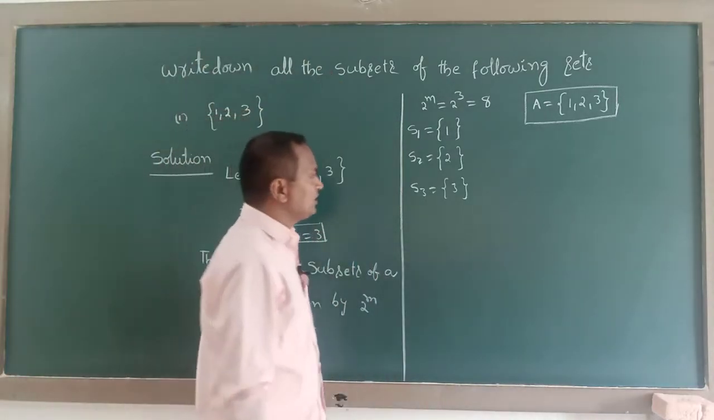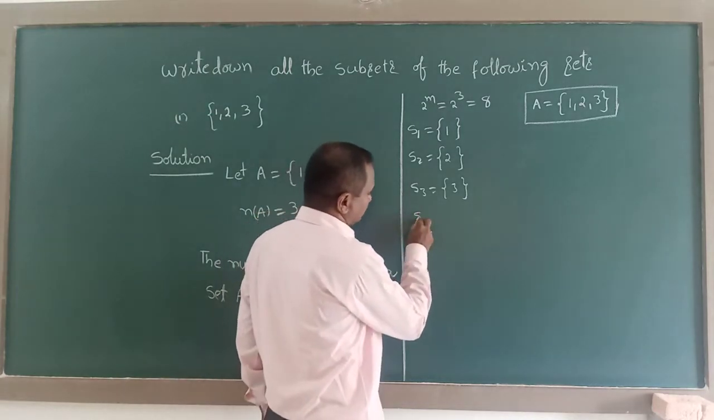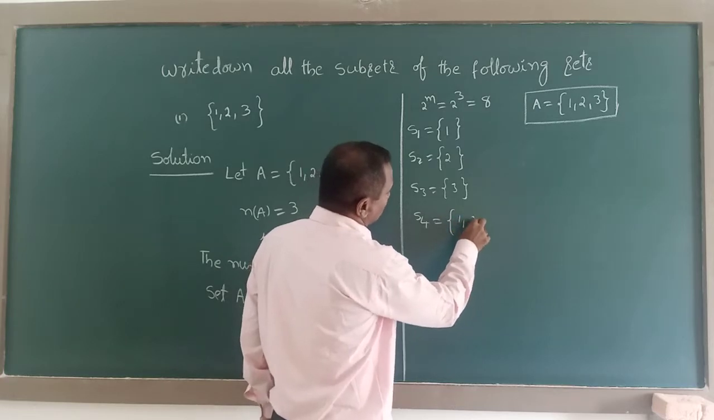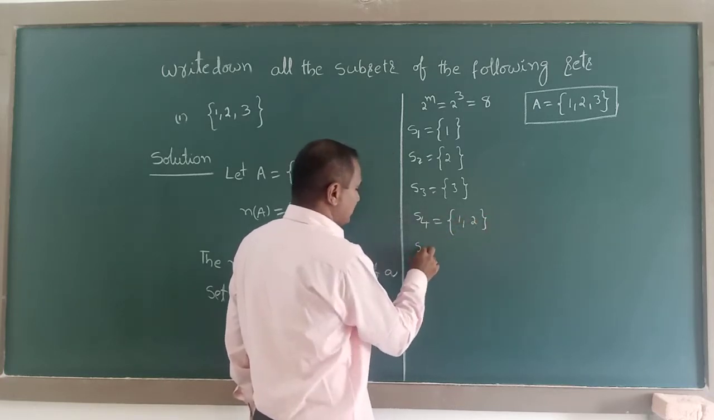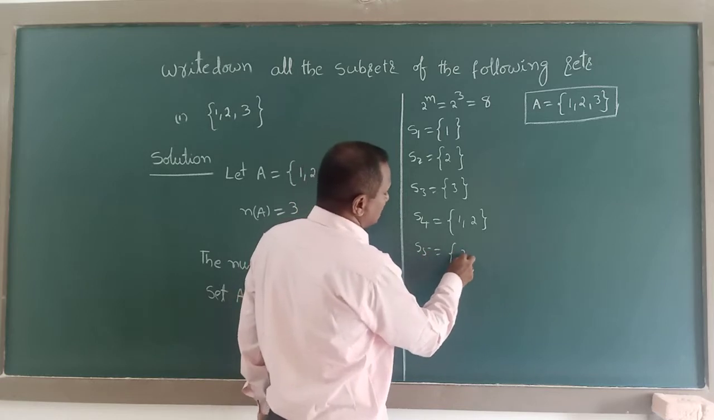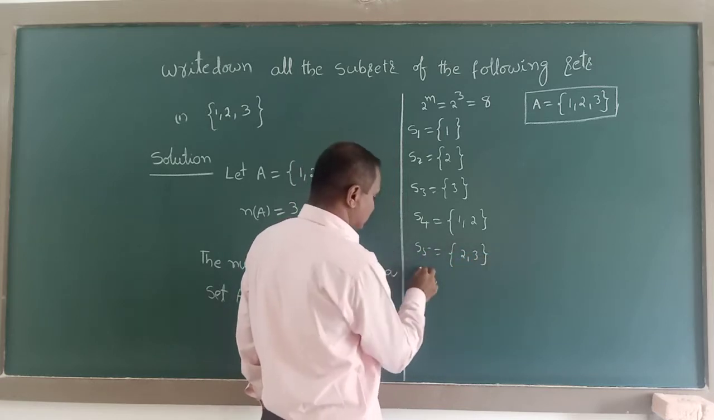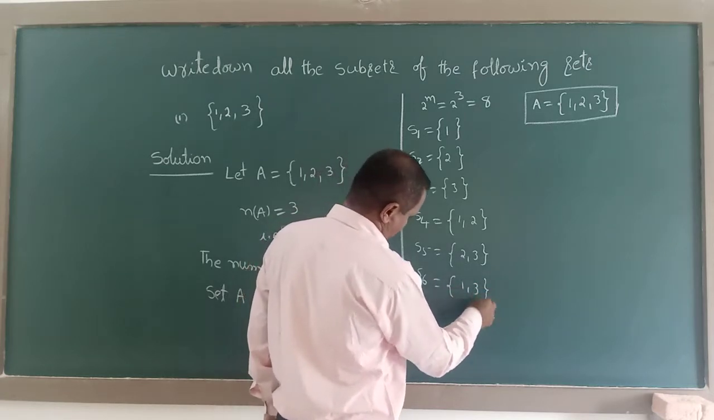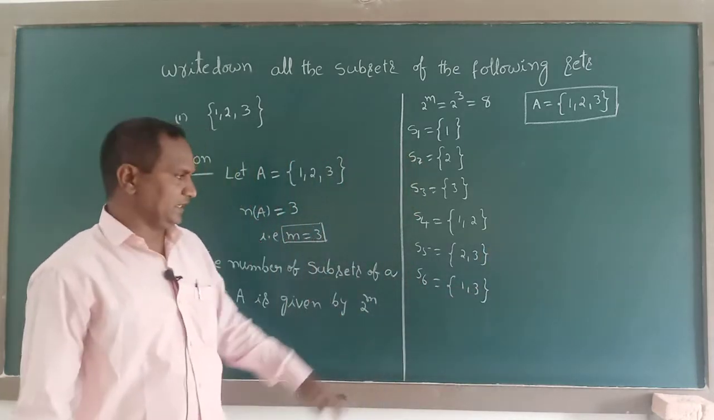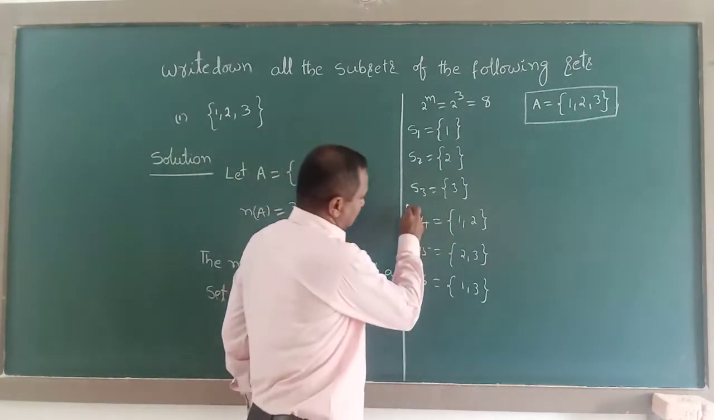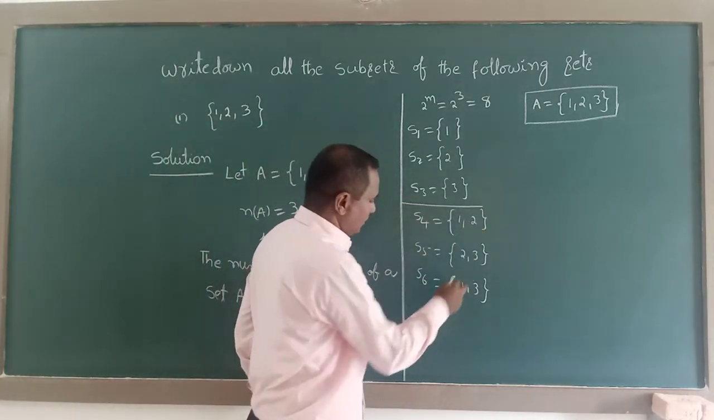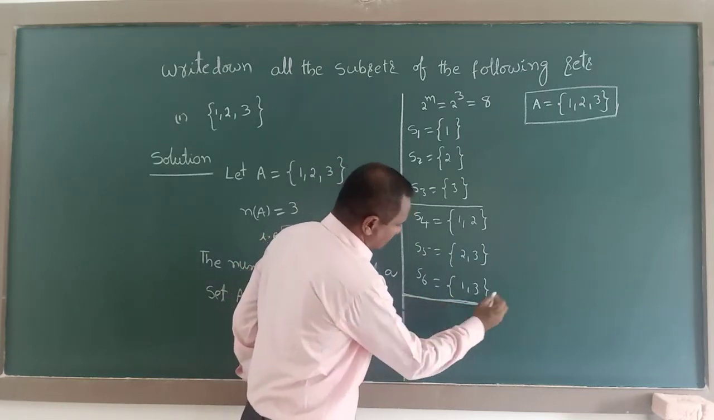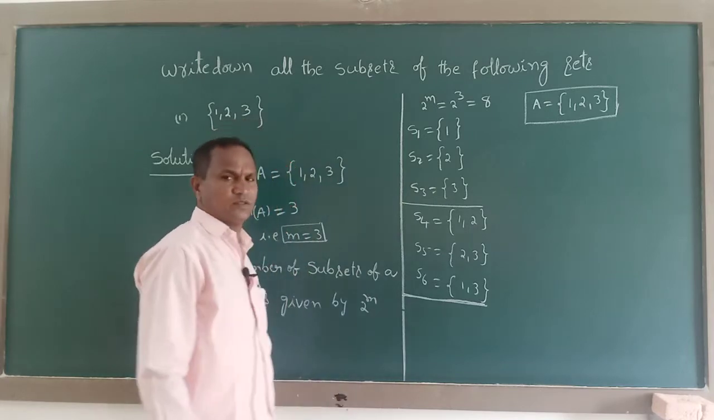Next, taking 2 at a time. S4: take 2 elements here, 1, 2. S5: next one is 2, 3. Next one is S6: 3, 1 or 1, 3 as you wish. Up to S3, taken 1 at a time. Up to S6, taken 2 at a time.